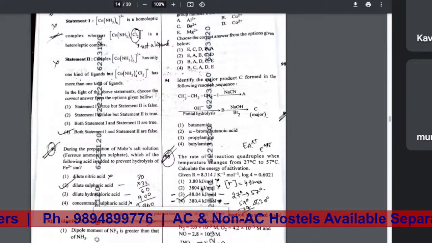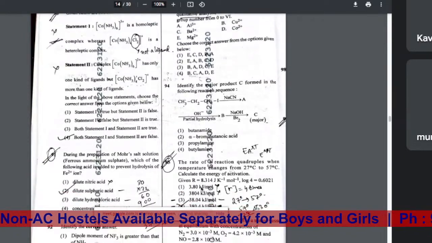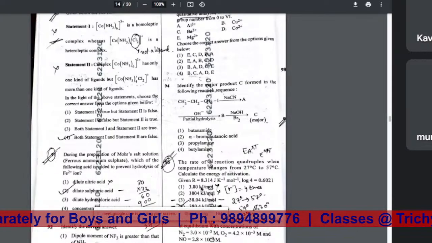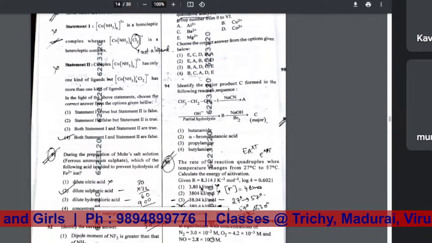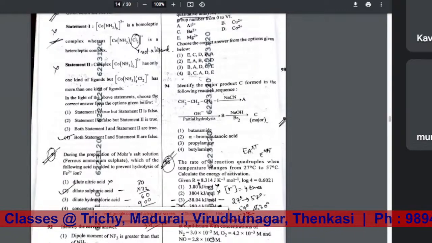Okay, now question number 91. During the preparation of Mohr salt solution, ferrous ammonium sulfate, which of the following acids is added to prevent hydrolysis of Fe2+? The correct answer is dilute sulfuric acid.